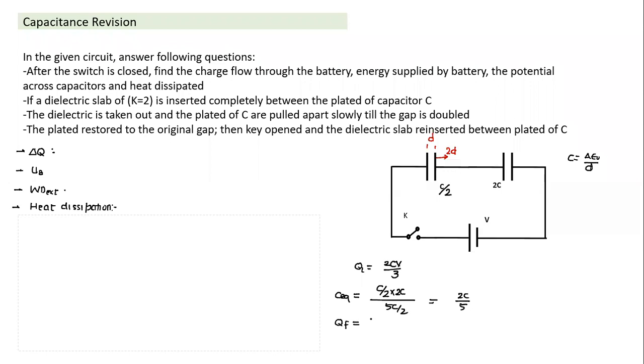Final charge will be equal to C equivalent into V. That becomes 2CV by 5. So what is the charge flow, delta Q? Final charge minus initial charge. That will equal 2CV by 5 minus 2CV by 3. What is that equal to? 15.